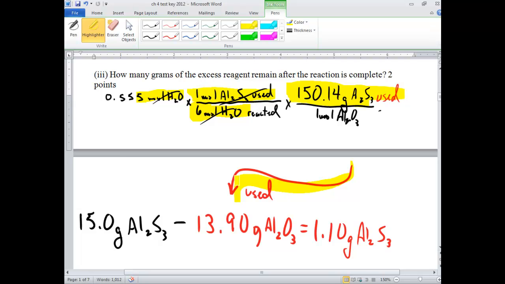Aluminum oxide? That should be aluminum sulfide. Not sure why it's written as aluminum oxide. Let's fix that. Aluminum sulfide. So the original amount was 15 grams. We used 13.9, so the remainder is the 1.1. Whew! Too many computer problems there.